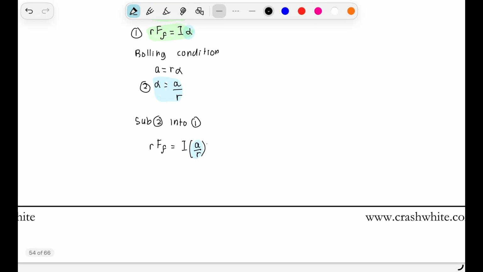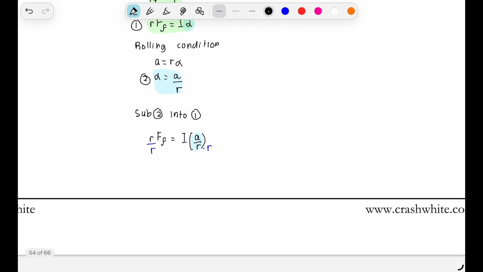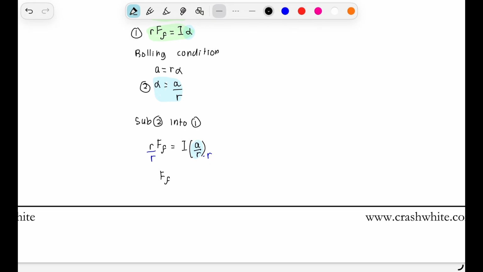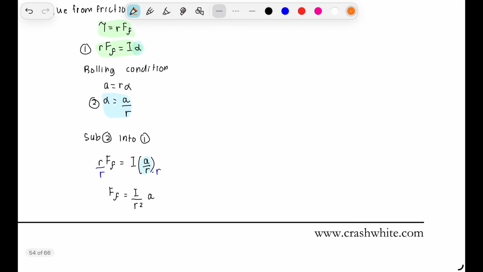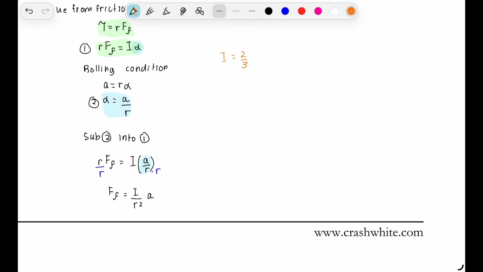Now, after this, you can write this as dividing both sides by r. That's the multiplication in the denominator, so this becomes Ff is equal to your moment of inertia divided by r squared times a. Now you can plug in your moment of inertia. Our moment of inertia is going to be 2/3 r squared.